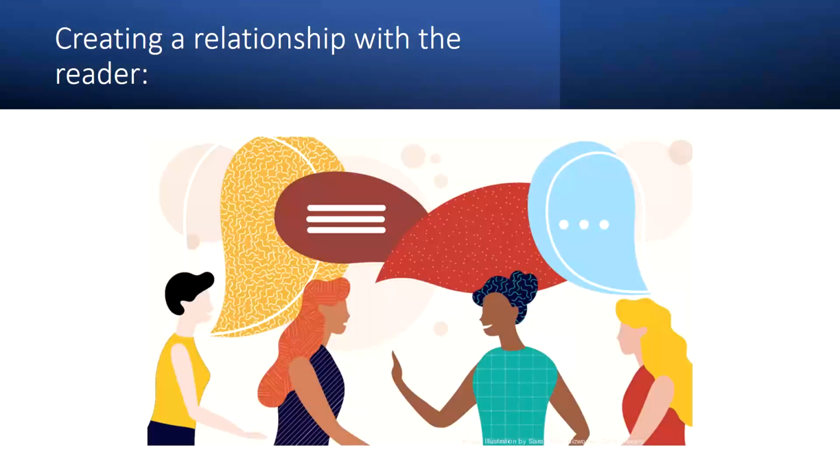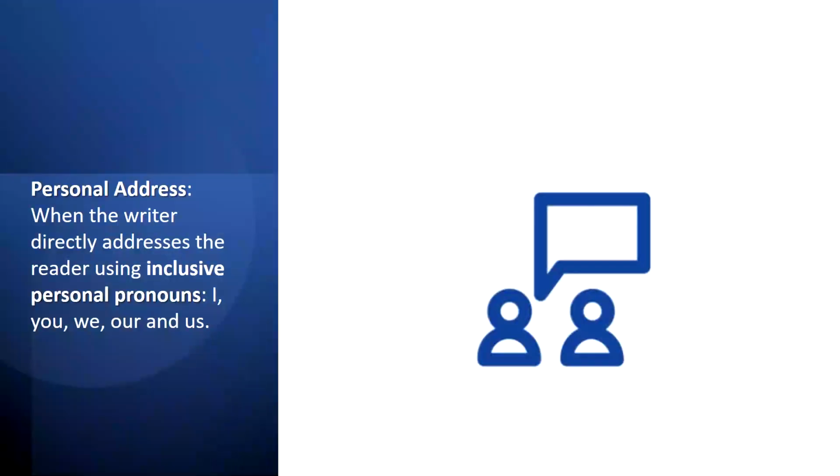So I've broken down the techniques into different themes, if you like, and we're going to start by looking at how persuasive techniques can create a relationship with the reader. And the obvious place to start is to look at personal address. That's when a writer directly addresses the reader, making that reader feel like you're in a relationship with each other. It's important that you're part of that writing and you're listening to what's being said.